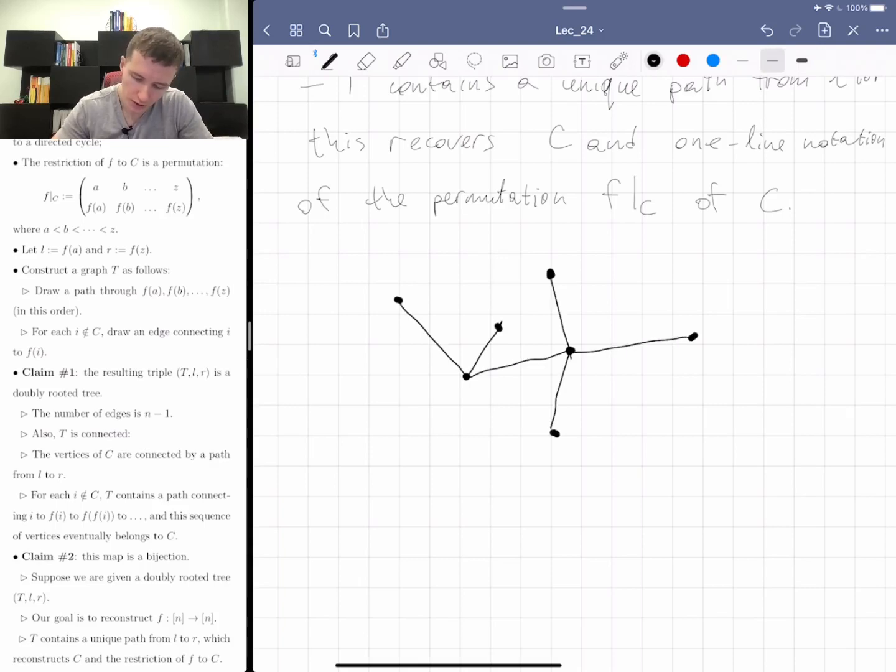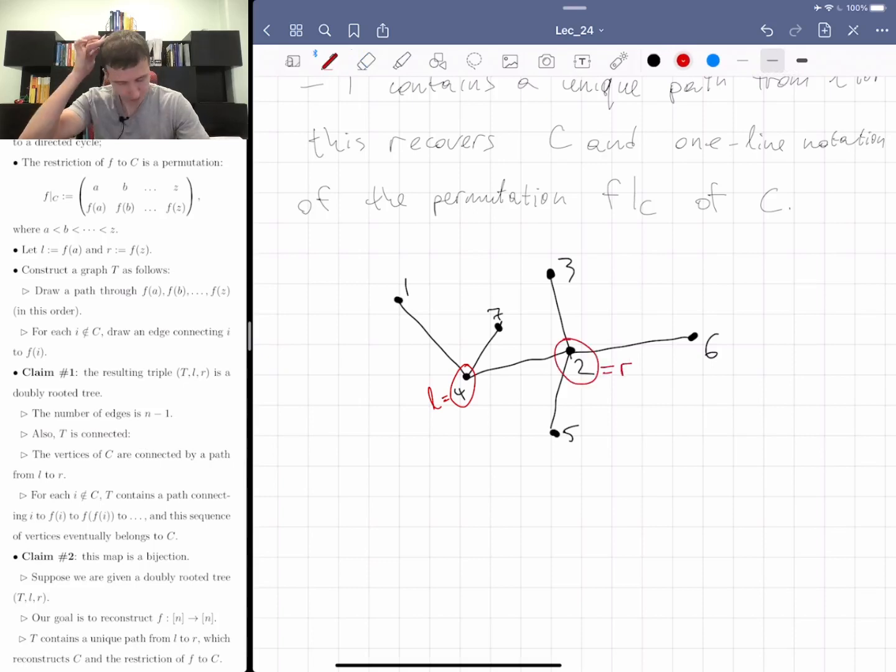And then I label 1, 2, 3, 4, 5, 6, 7. So I choose maybe L is the 4 and R. Well, let's even try R. Maybe R should be this vertex here. This is R. So I look at my path. There's a unique path from L to R.